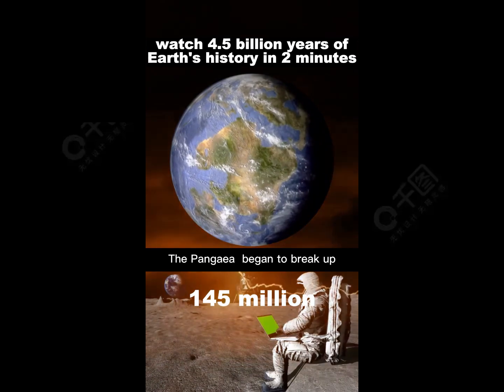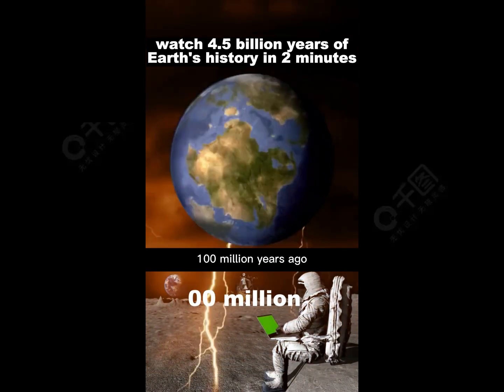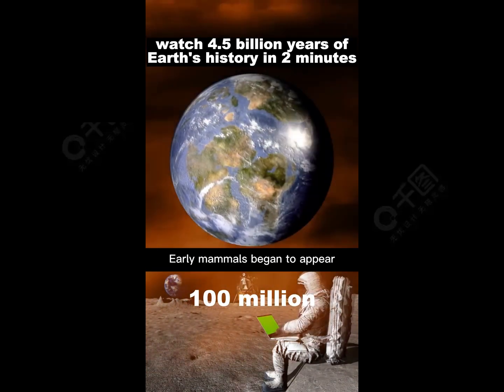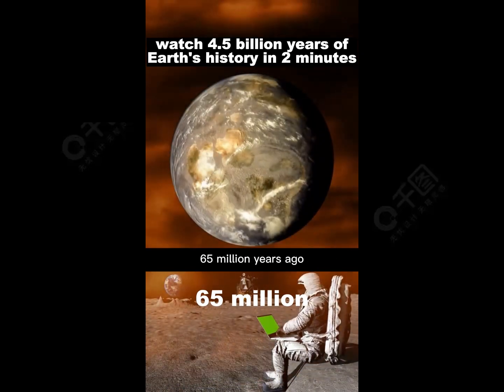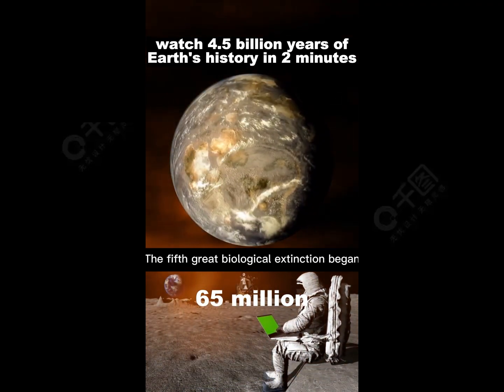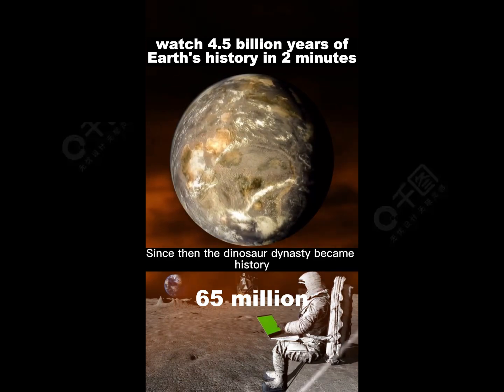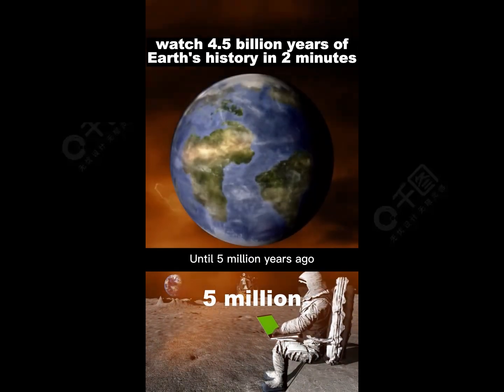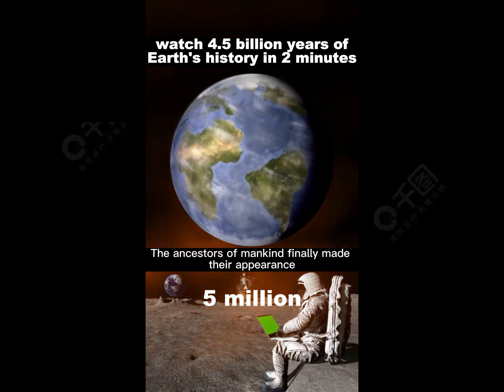145 million years ago, Pangaea began to break up. 100 million years ago, early mammals began to appear. 65 million years ago, the fifth great biological extinction began. Since then the dinosaur dynasty became history. Until 5 million years ago, the ancestors of mankind finally made their appearance.